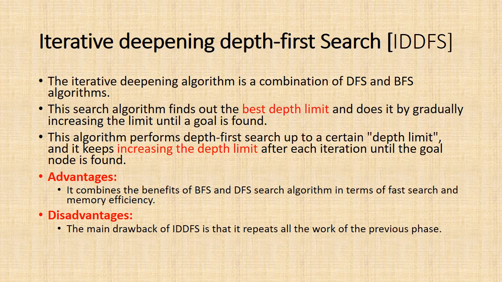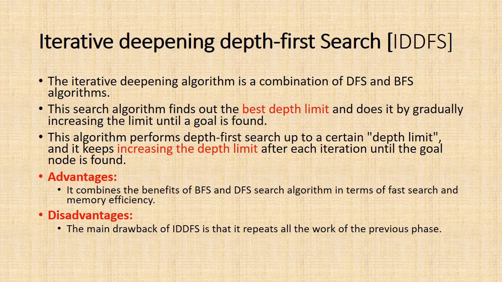This search algorithm combines the benefits of breadth-first search's fast search and depth-first search's memory efficiency. The iterative search algorithm is a useful uninformed search when the search space is large, and the depth of the goal node is unknown. The main advantage is: it combines the benefits of the BFS and DFS search algorithms in terms of fast search and memory efficiency.